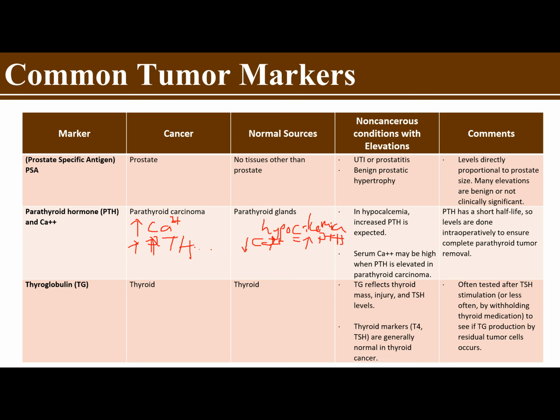Now, PTH has a short half-life, so levels are done intraoperatively to ensure complete parathyroid tumor removal. Then we have your thyroglobulin. This is for your thyroid cancer. Normal source is the thyroid. Now, thyroglobulin reflects thyroid mass, injury, and your TSH levels. Thyroid markers T4, TSH are generally normal in thyroid cancer. Often tested after TSH stimulation or less often by withholding thyroid medication to see if thyroglobulin production by residual tumor cells would occur.